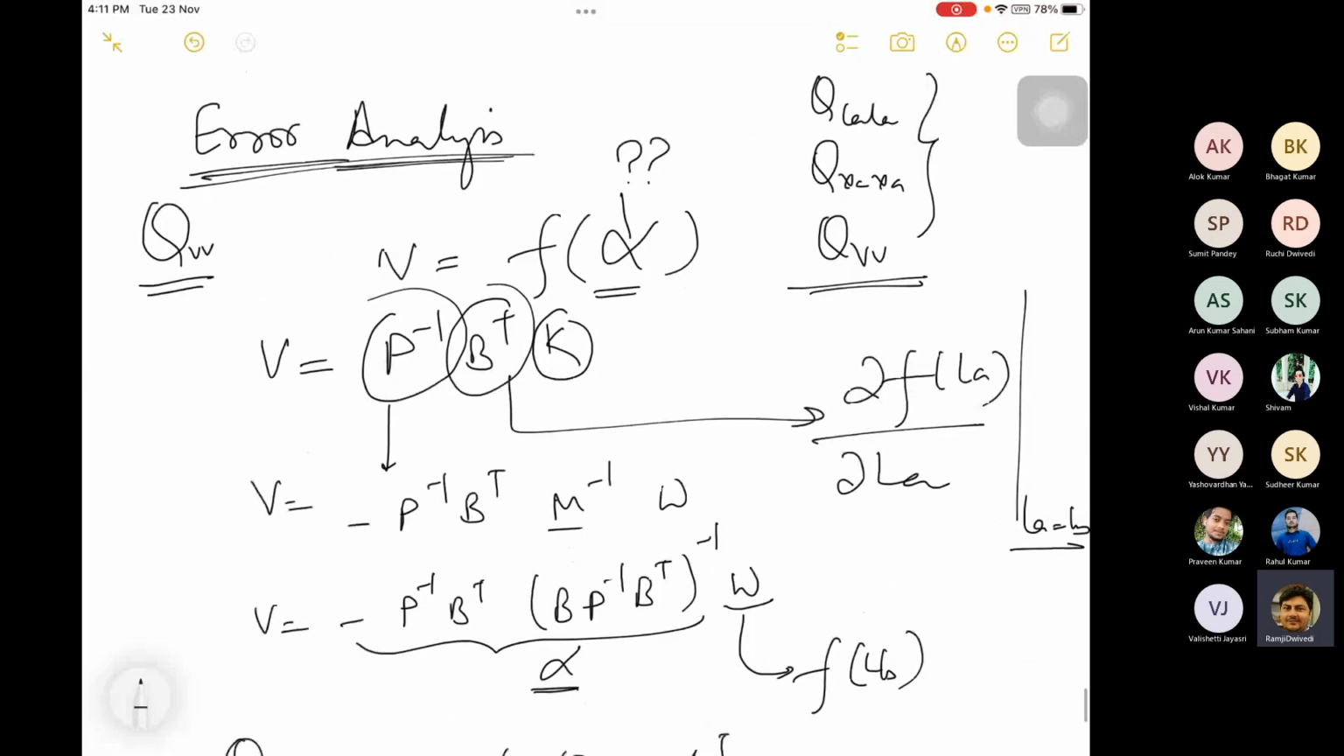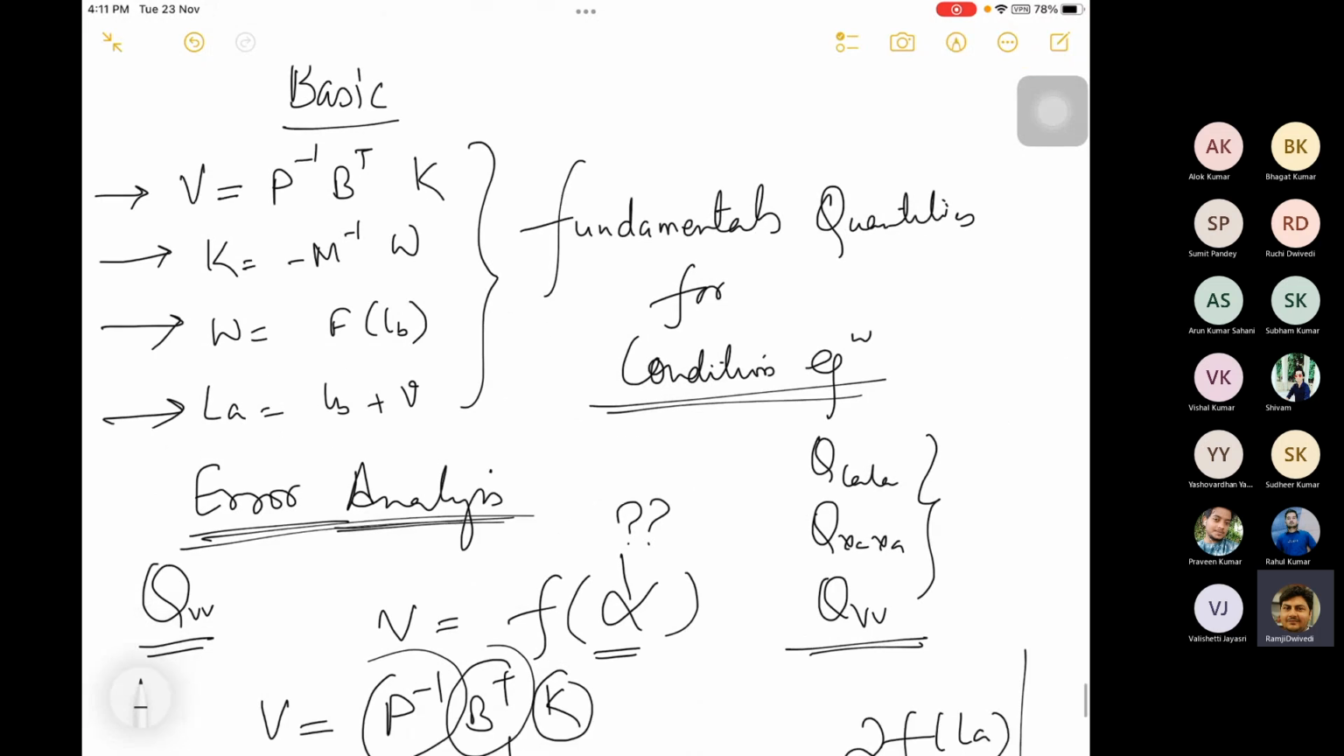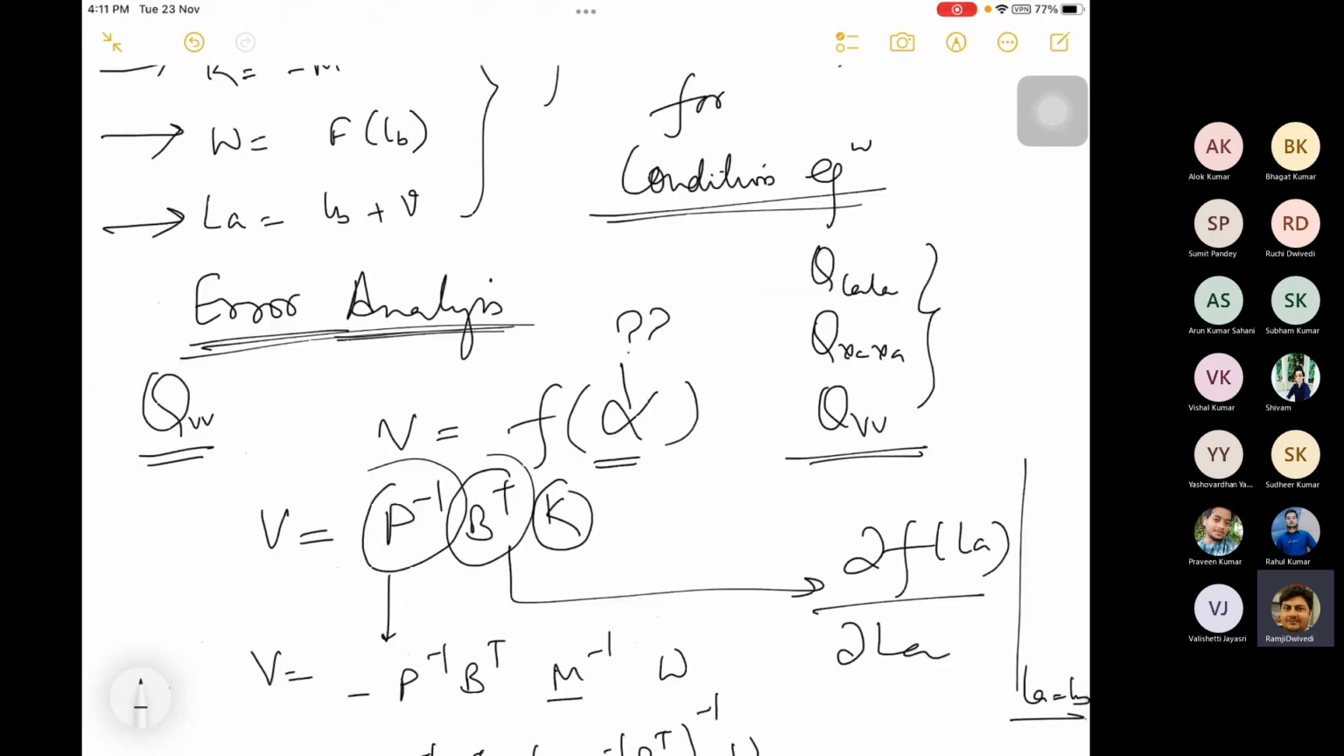We have the fundamental quantities as this. Please remember, V, A, W, and LA are the fundamental quantities. So if you have to make an analysis of QVV, how do we do it? V is a function of something we have to find out. Then we can write the error propagation equation.